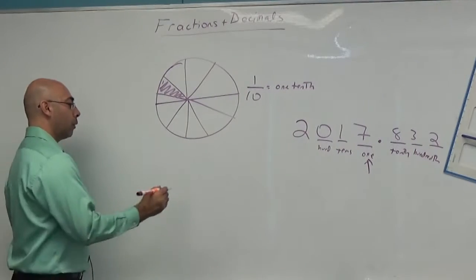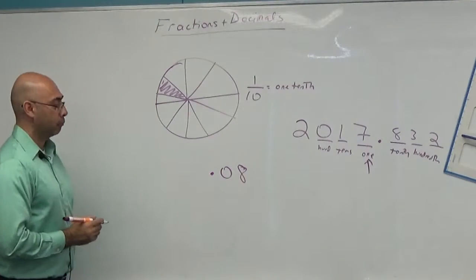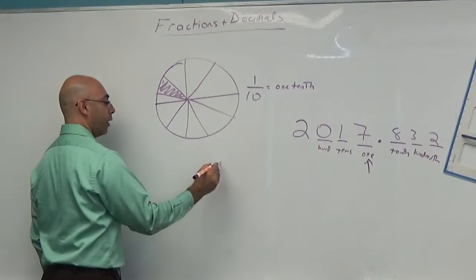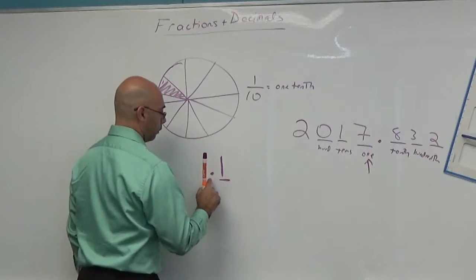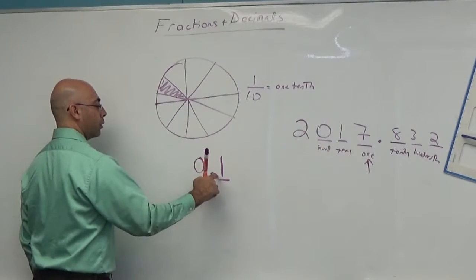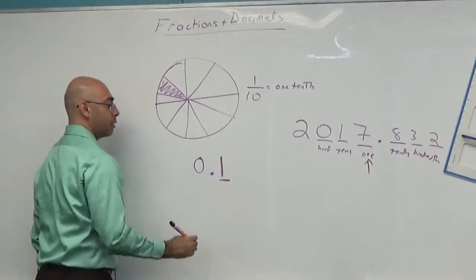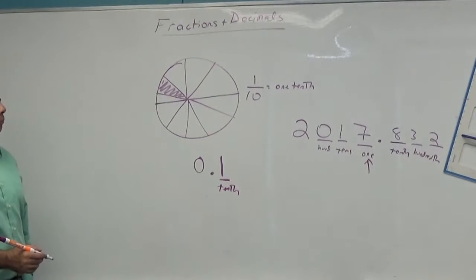Now, if I were to look at a number like this, for example, 0.08, or let's just stick with 0.1. Where is that 1 found? If you look here, after the decimal place, it's called the 10th place. So this is the 10th place.